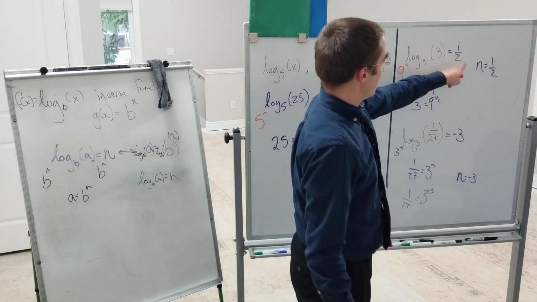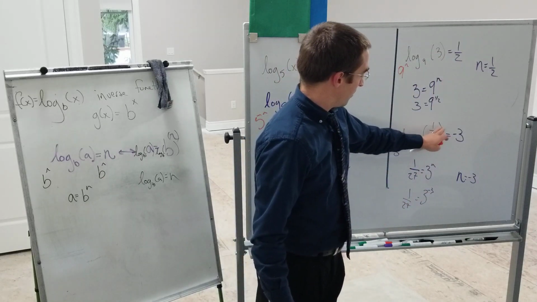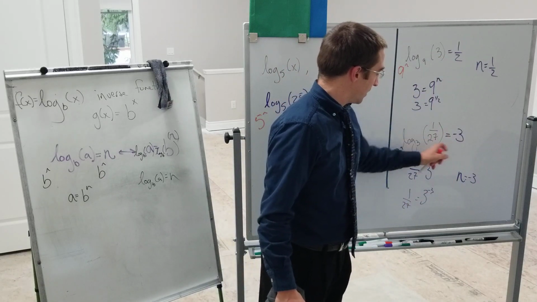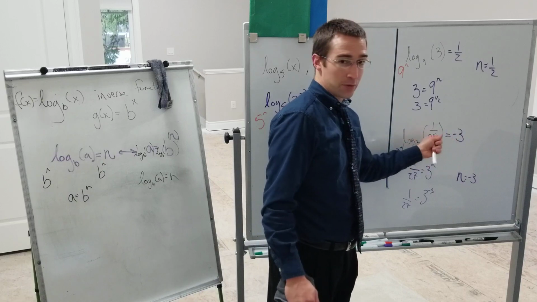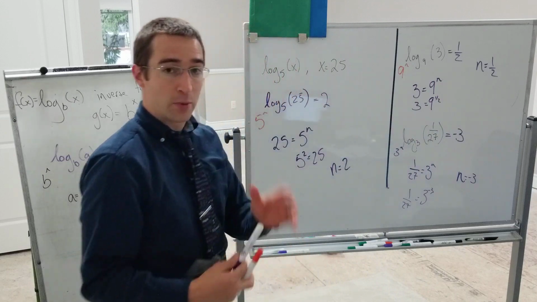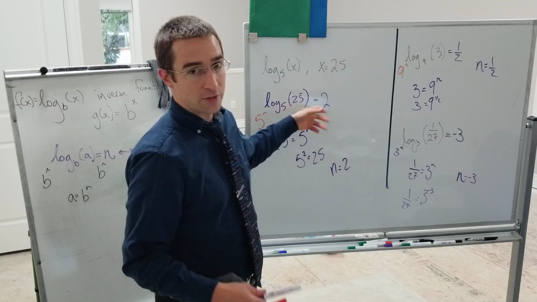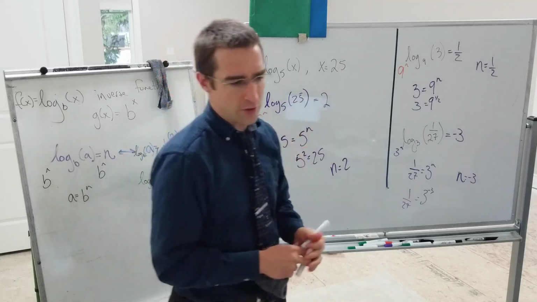Log base 9 of 3 equals 1/2, because 9 to the 1/2 is 3. Log base 3 of 1 over 27 equals negative 3, because 3 to the negative 3 equals 1 over 27. Each of these answers represents the exponent on this base that gives you this as your final answer from your exponent. Hopefully that didn't confuse you more.